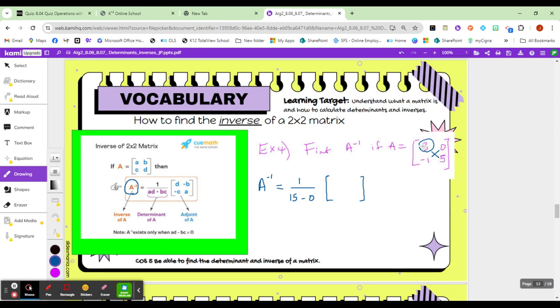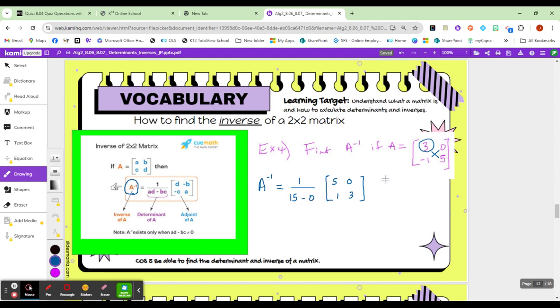We take the numbers that are in the A and the D spot and we swap them. So the 5 is going to move to the top left. The 3 is going to move to the bottom right. And then we take the opposites of the numbers that are in the B and the C spot. So if you take the opposite of 0, you still get 0 because 0 is neither positive or negative. But if you take the opposite of -1, you get +1.